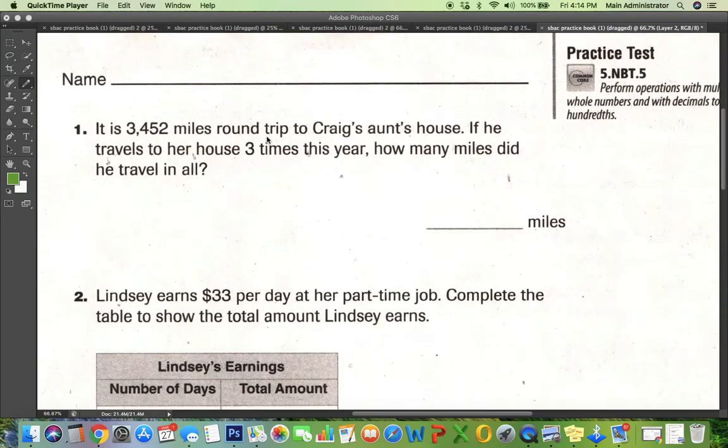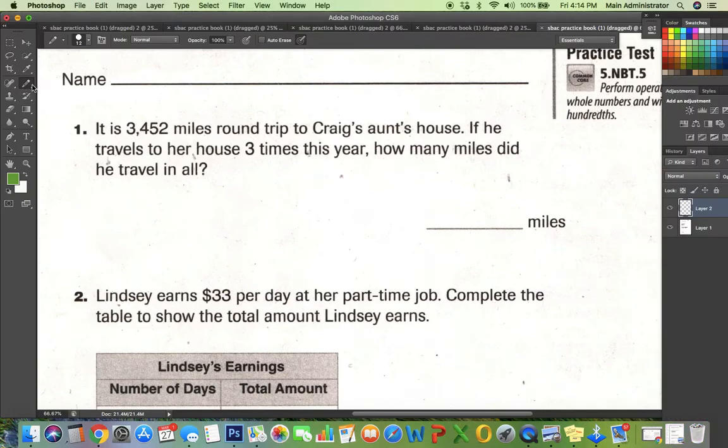SB17. Let's take a look at number 1. It is 3,452 miles round trip to Craig's aunt's house. If he travels to her house 3 times this year, how many miles did he travel in all?